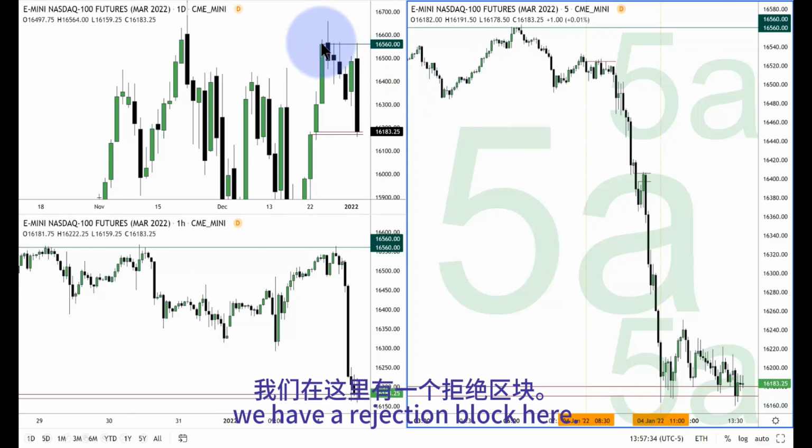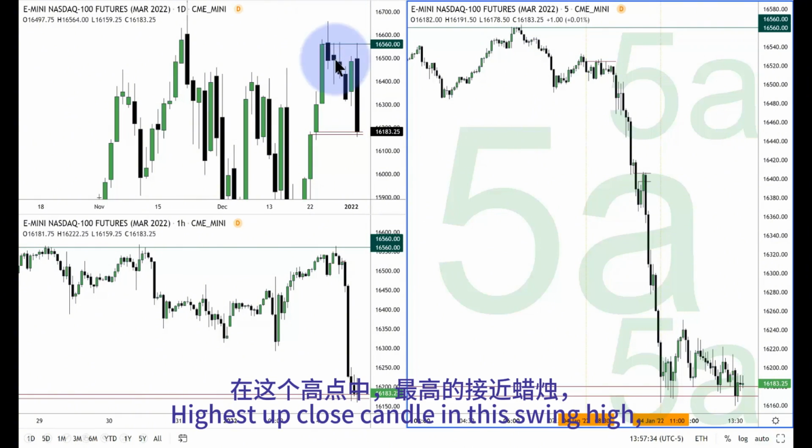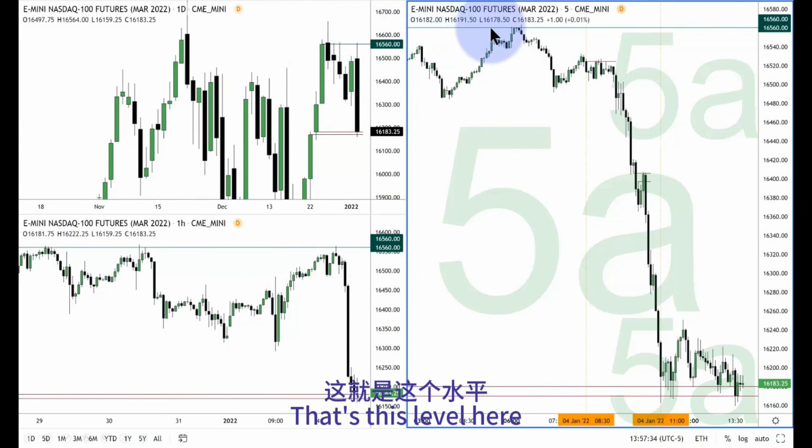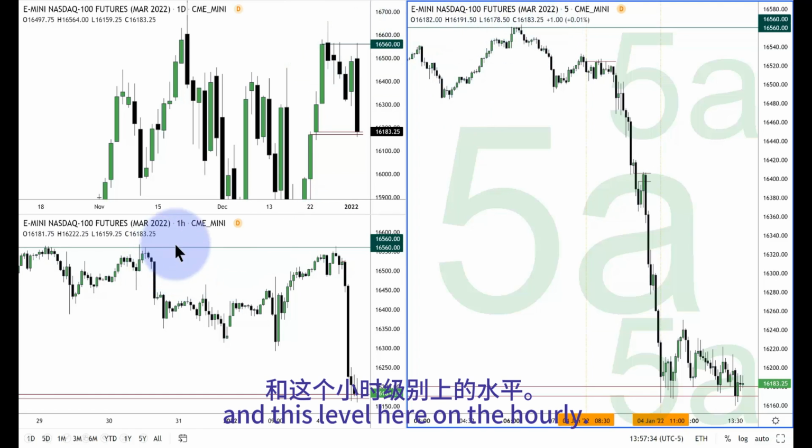So on the daily chart, we have a rejection block here, the highest up-close candle in this swing high. That closing price extended out in time is this level here, and this level here on the hourly.